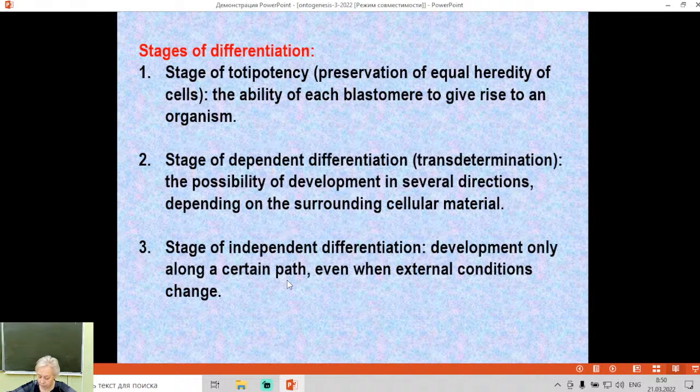Next state, state of independent differentiation, development only along a certain path even when external conditions change. On this slide, if I take mesoderm cells of one embryo and transfer them to the ectoderm of another embryo, this cell will develop as a mesoderm cell, preserving the first path of development.